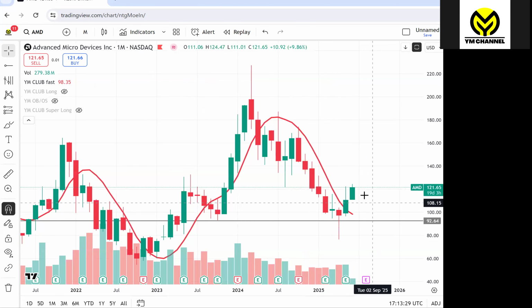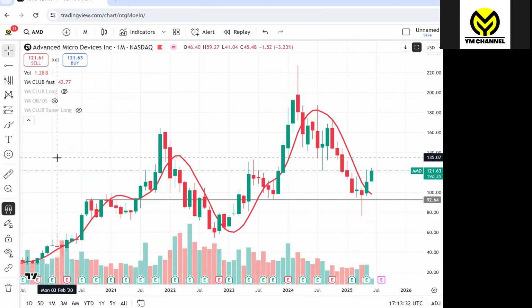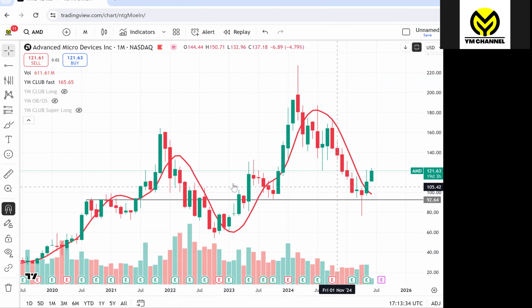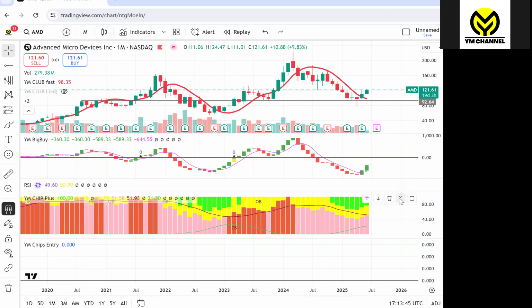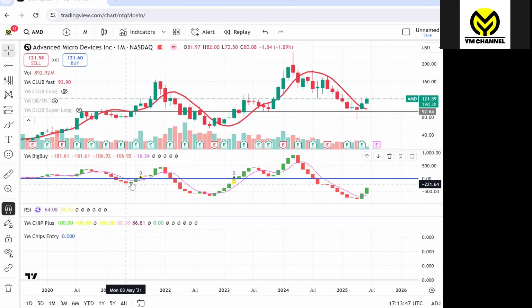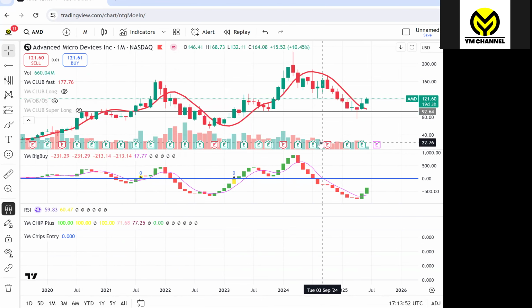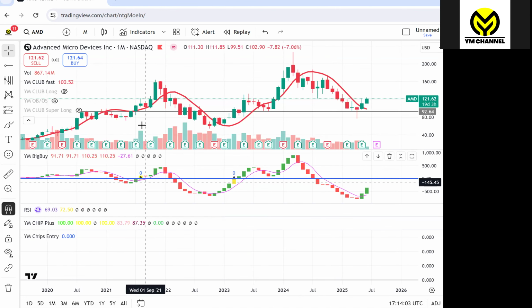Okay, so right now, I want to teach you how to buy, how to sell first, and then we go into this. I have two methods. One is YM Club Fast to tell you the trend. Of course, we have other indicators such as YM Big Buy to tell you the fund movement. Remember, the fund movement always goes before the trend. Why? Because we need the money to go in first before the trend changes from downward to upward. Otherwise it will never go upward. It always happens: the trend changes after the money changes.